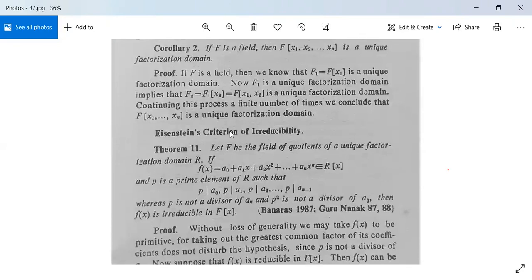Next, let us see this theorem, Eisenstein's criterion of irreducibility, but we will discuss it tomorrow. Let F be the field of quotients of a unique factorization domain R. If f(x) is written as a0 + a1x + a2x^2 + and so on + an x^n, it belongs to R[x]. Here a0, a1, a2, up to an are elements of R. And p is a prime element of R such that p divides a0, p divides a1, and so on, p divides a(n-1), but p is not a divisor of an. That is, p divides all the coefficients except an. And also p^2 is not a divisor of a0. Then f is irreducible in F[x].